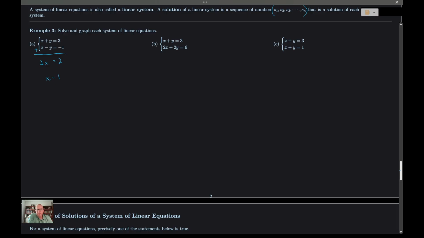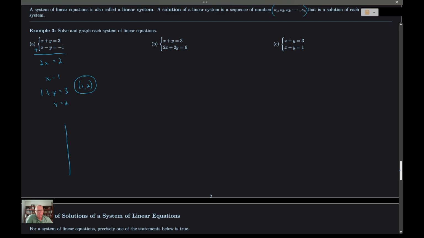And now we can back substitute. So plug in 1 into either of these equations. Doesn't matter which one. We'll use the first one. And we have 1 plus y equals 3. So then y equals 2. So then the solution to this system is 1, 2. There's not going to be any other solution. If you only had one equation, of course, you can have infinitely many. But if you have two equations, you still could have infinitely many, which we'll see in a minute. But you could also just have one.